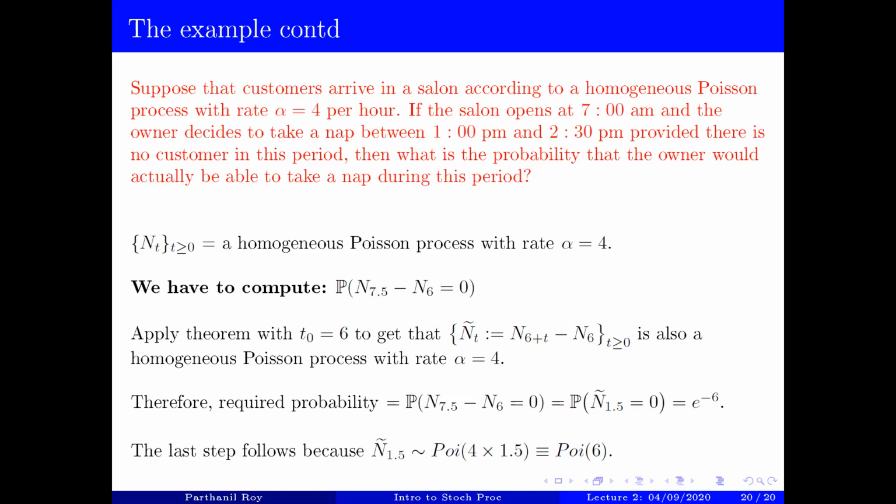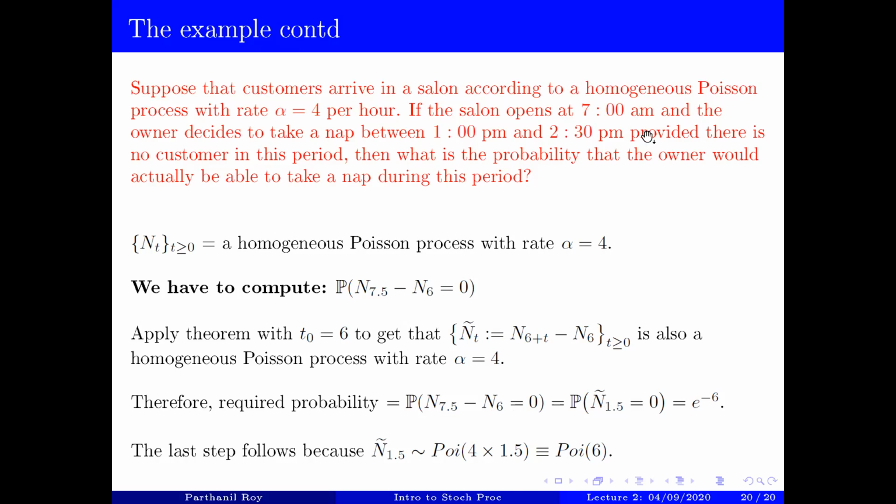And this may not be a very good model. See here, the homogeneity comes in the fact that, from 1 to 2:30, no customer arrives. In this calculation, we saw that ultimately what matters is the length of this interval. 7.5 minus 6 was 1.5, and that's all that matters in the calculation. Whether it's from 1 to 2:30 or from 7 a.m. to 8:30 a.m., it doesn't matter.